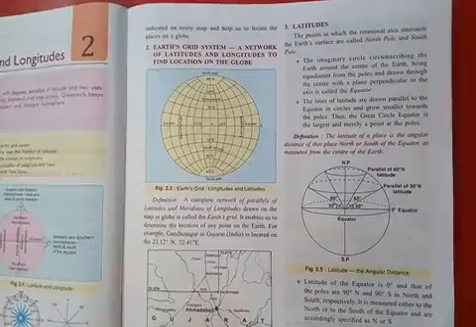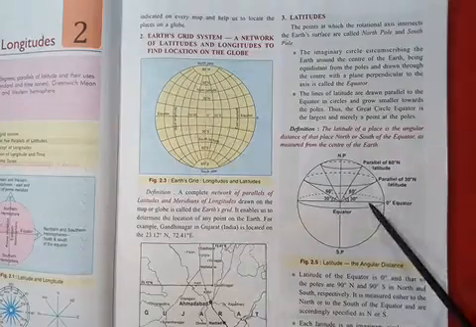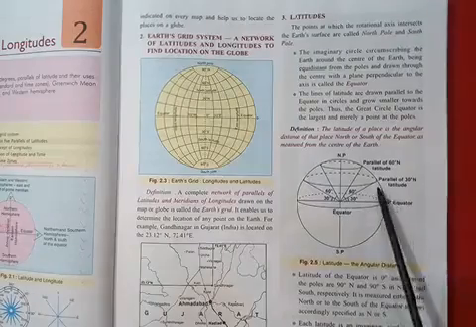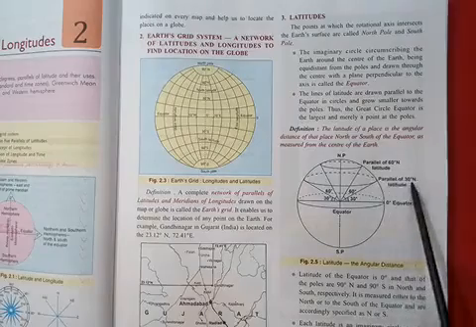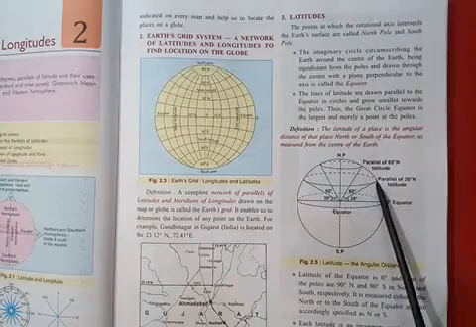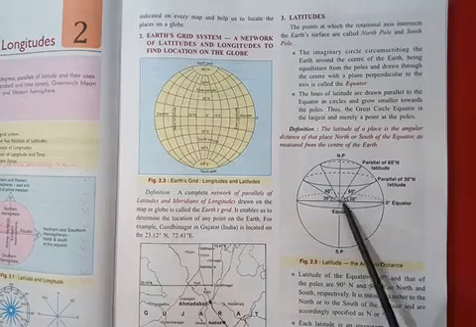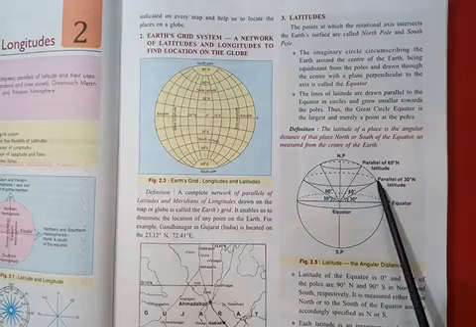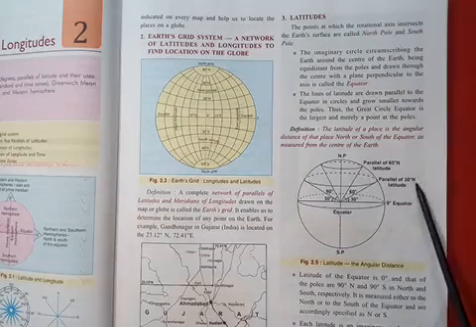Then after that I explained to you the concept of latitude, and there I explained how these latitudes are angular distances, why they are denoted by degrees. In this figure, this is 30 degree north latitude. Why is it called 30 degree north? When we join this line with the center to the equator, it forms a 30 degree angle at the center of the earth, and that's why this latitude is called 30 degree, and as it lies in the northern hemisphere, we call it 30 degree north latitude.